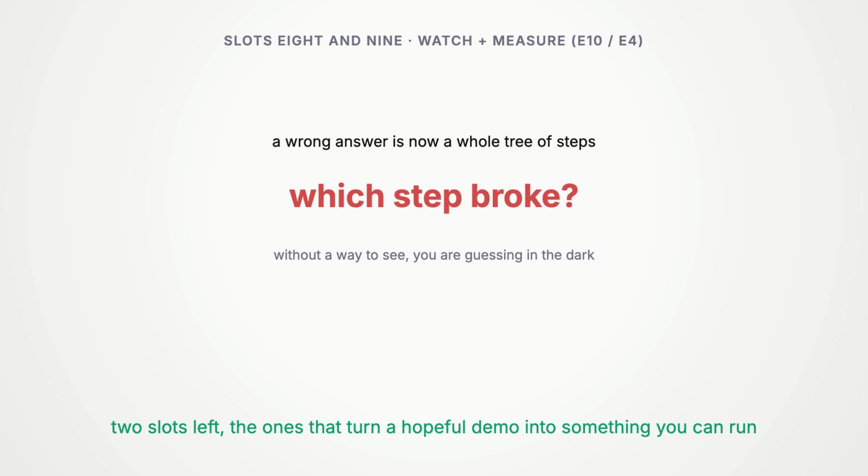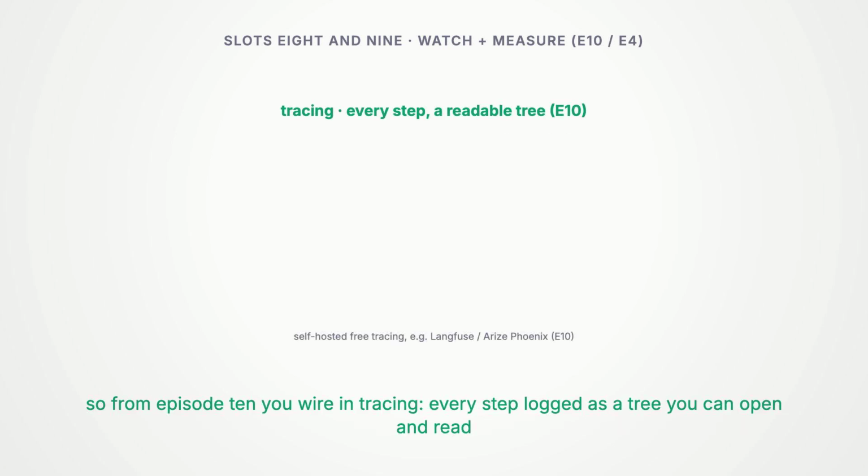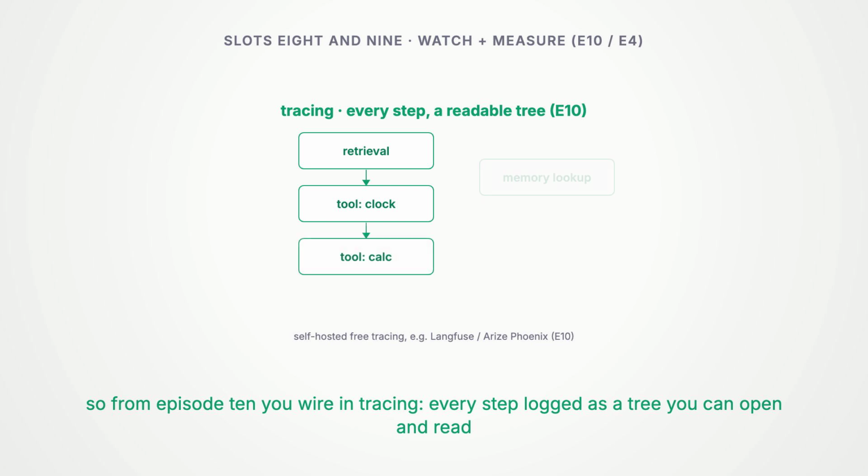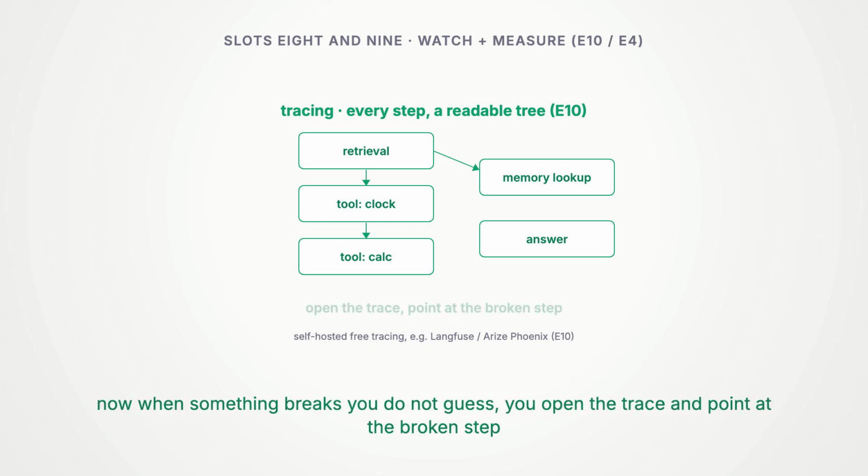Slot 8. You have to be able to watch it. When it gives a wrong answer, it is now a whole tree of steps, a retrieval, a few tool calls, a memory lookup, the model reasoning over all of it. Which step broke? Without a way to see, you are guessing in the dark. So from episode 10, you wire in tracing. Every step, every prompt, every tool call, every retrieval, logged as a tree you can open and read. There are free tools that self-host on your own machine for exactly this. Now when something breaks, you do not guess. You open the trace and you point at the broken step.